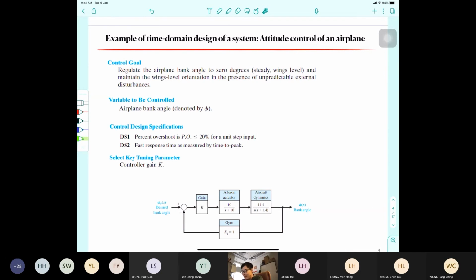The control design specifications. Third one, specification. Firstly, percentage overshoot smaller than 20 degrees. Percentage overshoot here is PO. Actually, we can also use maximum overshoot percentage. They are the same thing.